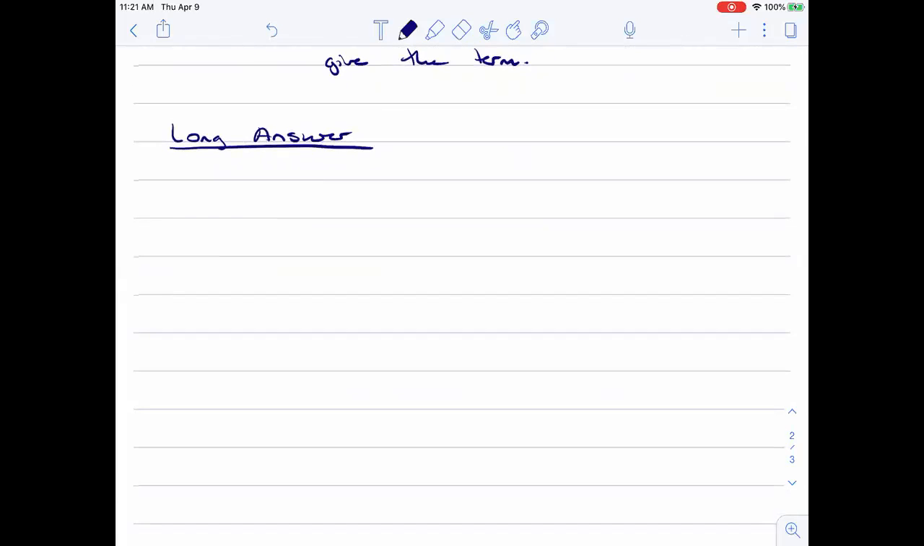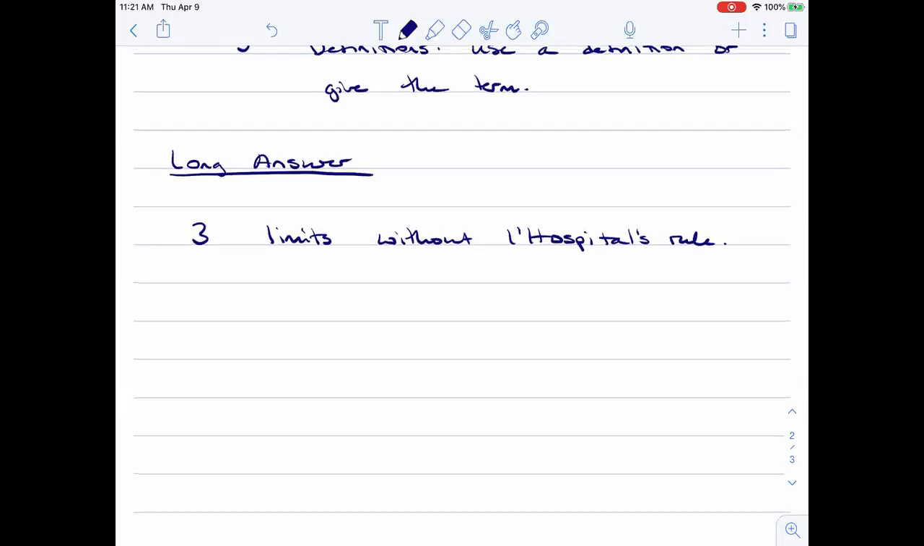You're going to start by doing 3 limits, right? Without L'Hopital's rule. And so you may not use L'Hopital's rule. If you have an indeterminate limit, then of course you can check your answer. You can check it with L'Hopital's rule, but you have to show all your work without L'Hopital's rule, right?